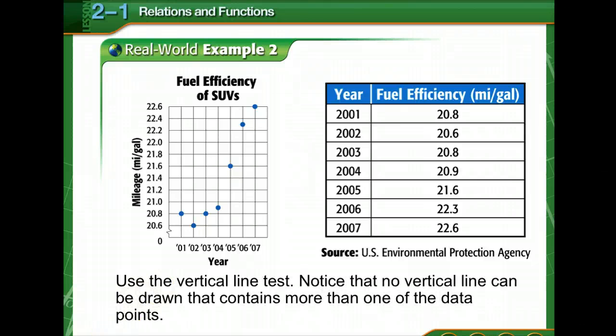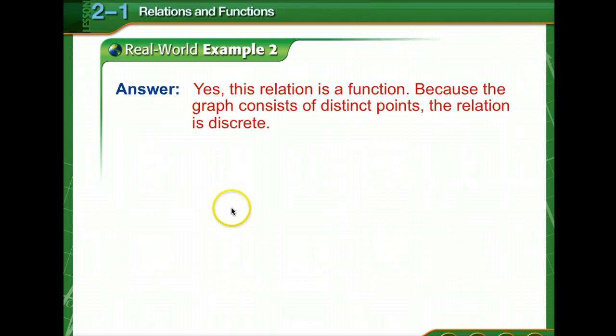So use the vertical line test. Notice that no vertical line can be drawn that contains more than 1 point. And we can use these bar lines here. As we notice, it doesn't go through more than 1 point on the graph. So this relation is a function. Because the graph consists of distinct points, the relation is discrete. So it's just a bunch of points. It's not a line that's drawn all together. So this one was discrete.